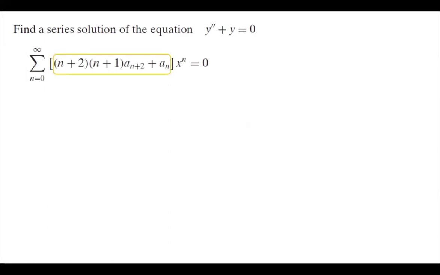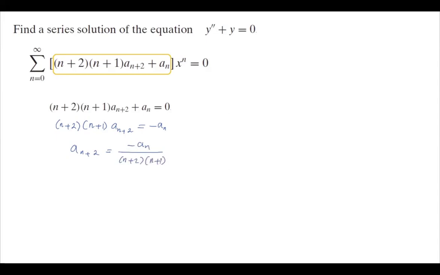We're trying to find the recursive formula here. So you get the coefficient and you set the coefficient equal to 0. But what's the meaning of that? It means that (n+2) times (n+1) times a_{n+2} is equal to negative a_n, or a_{n+2} is nothing but negative a_n divided by (n+2) times (n+1).